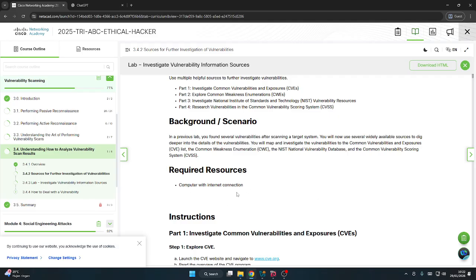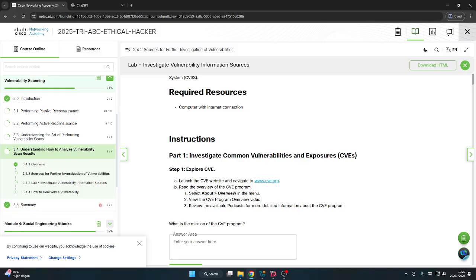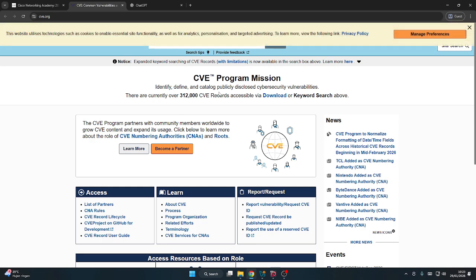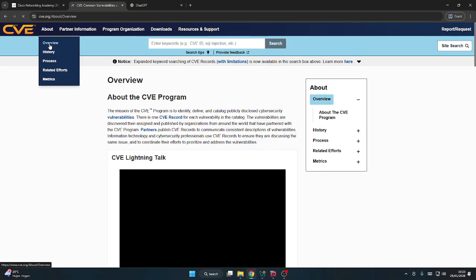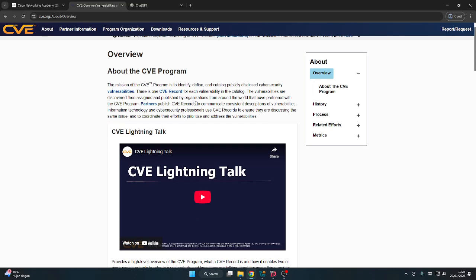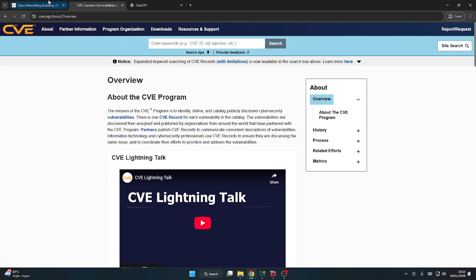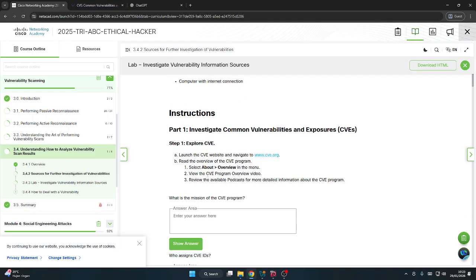Required resource is a computer with internet connection. So explore the CVE, launch the CVE website, and navigate to the CVE.org. Read the overview of the CVE program. Select about an overview. Here there is an overview of CVE. View the CVE program overview video. Review the available podcast for more detailed information.